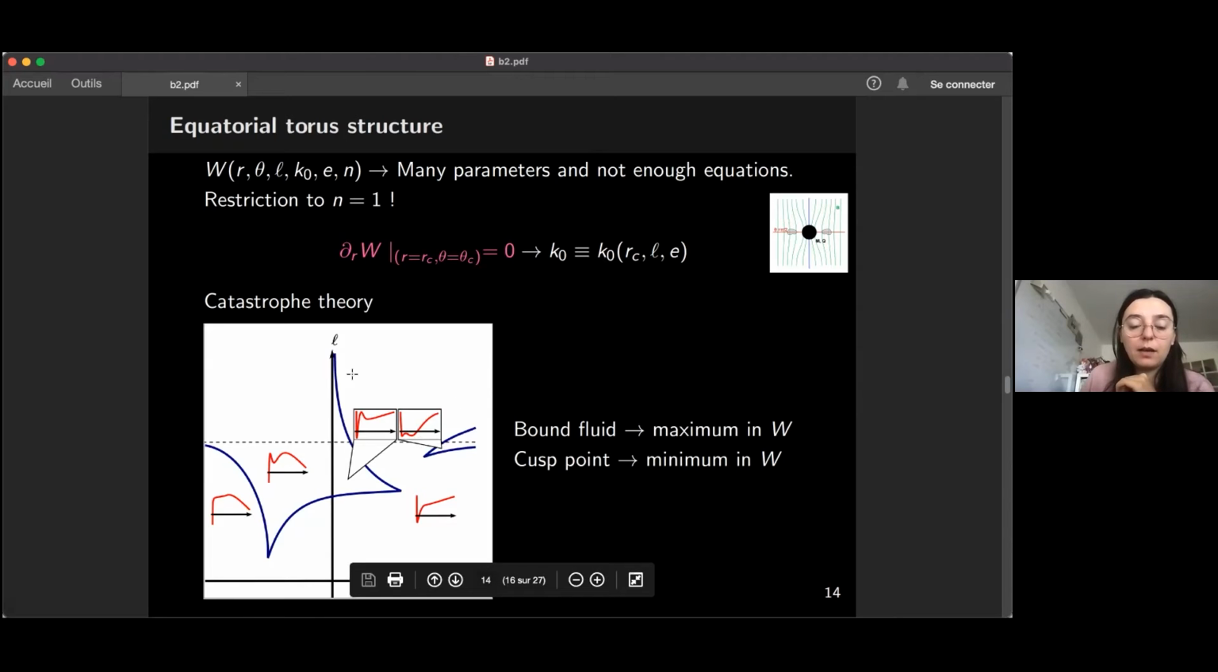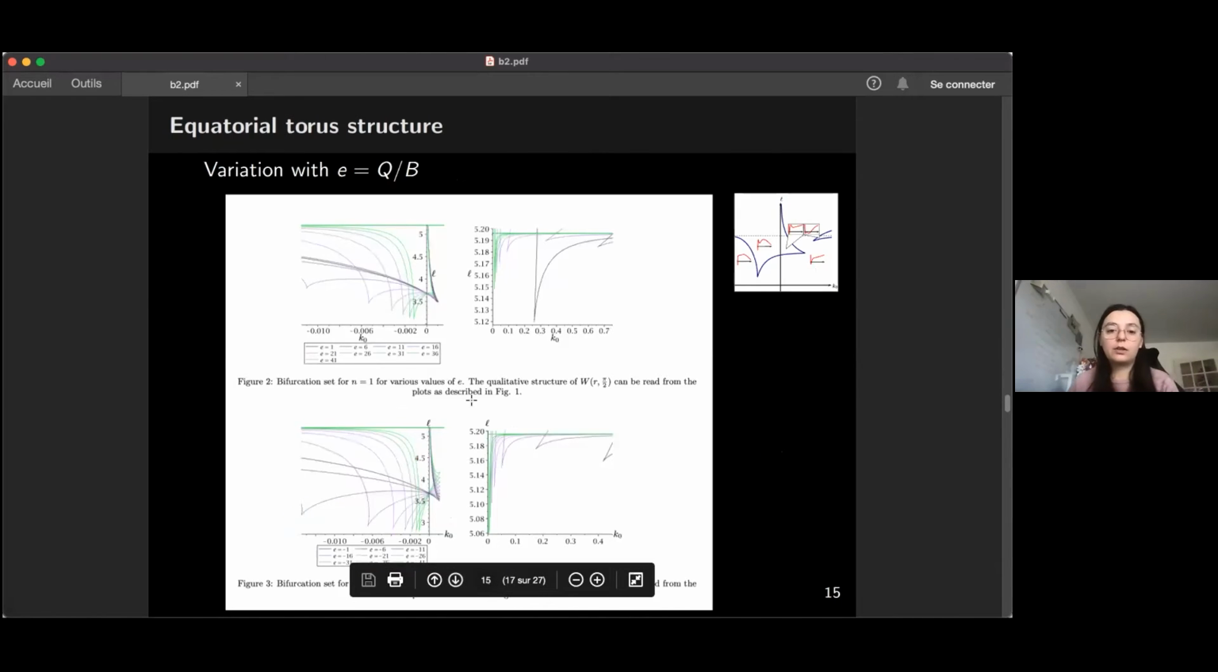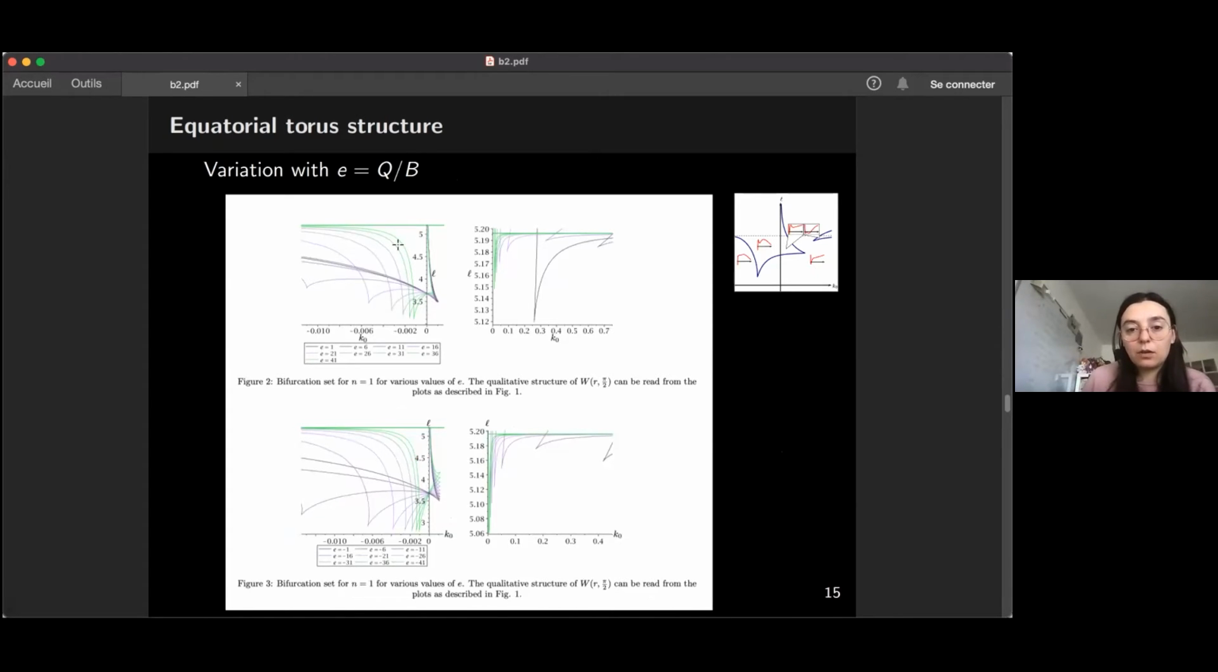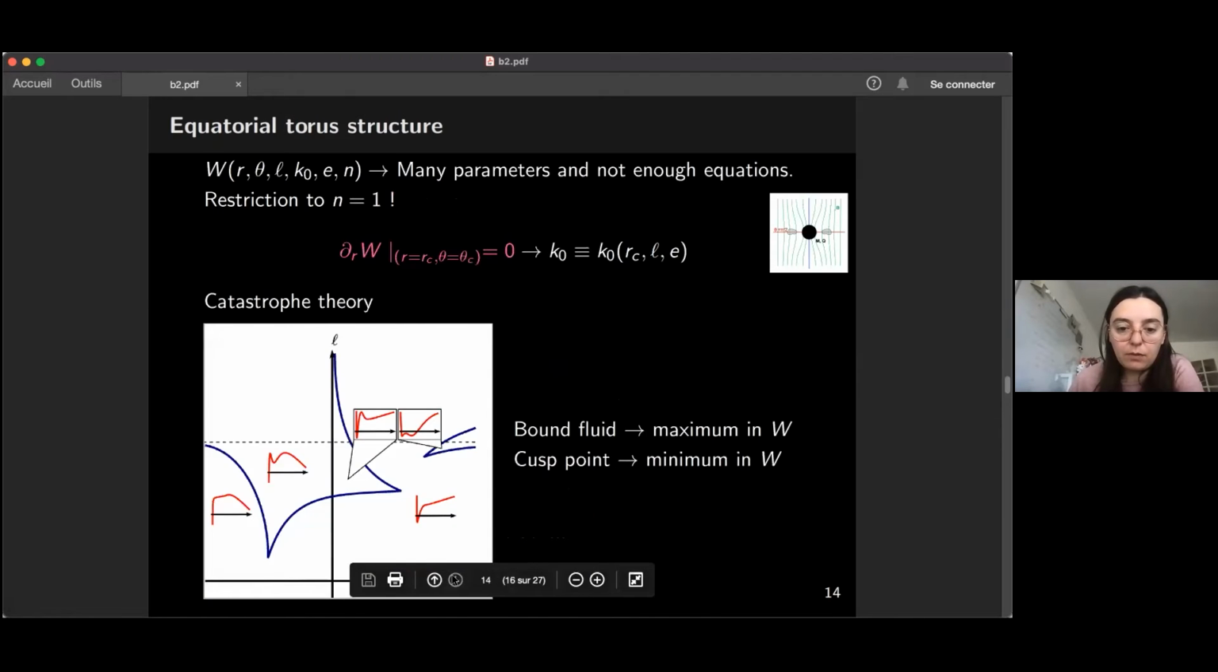We plot this curve for different values of E to see how the charge and the magnetic field change that kind of curve. E is Q over B, and you can see that the curve is really changing with Q and B. So here we have different values. The area of your potential is really changing when you vary the charge or the magnetic field. Sorry, I don't know why it always comes back to that point.